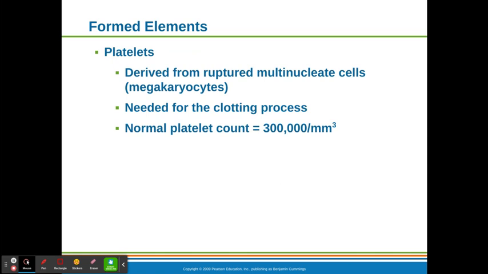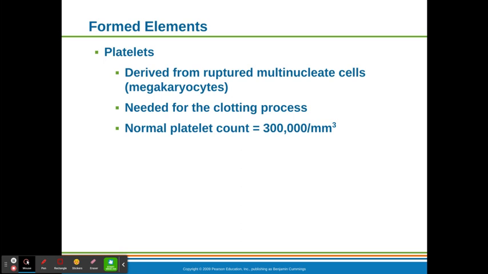Okay, so platelets. Now, platelets are needed for the clotting process. So if you have some type of cut or laceration, and you need to stop that from bleeding, our platelets come in, and they form a temporary patch, so to say, to help prevent us from bleeding to death.